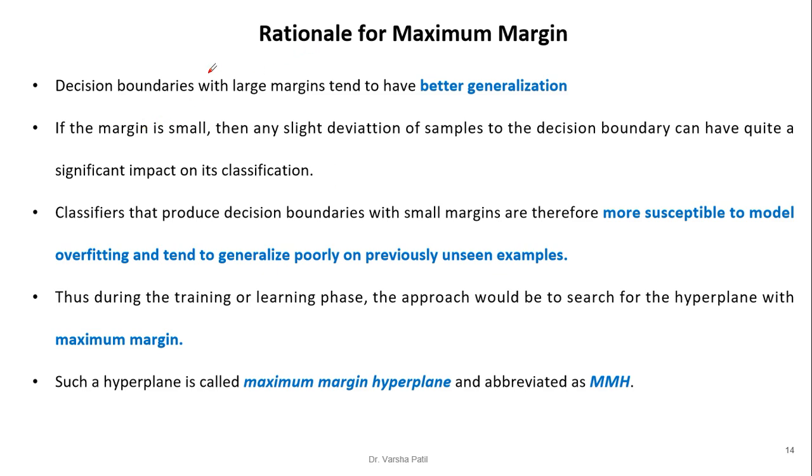Rationale for maximum margin: decision boundaries with a large margin tend to have better generalization. If the margin is small, then any slight deviation of a sample from the decision boundary can have a quite significant impact on its classification. Classifiers that produce decision boundaries with small margins are therefore more susceptible to model overfitting and tend to generalize poorly on previously unseen samples. Therefore, our aim is to maximize the margin. Thus, during the training or learning phase, the approach is to search for the hyperplane with the maximum margin. Such a hyperplane is called the maximum margin hyperplane, abbreviated as MMH.